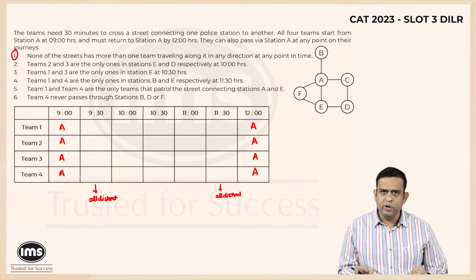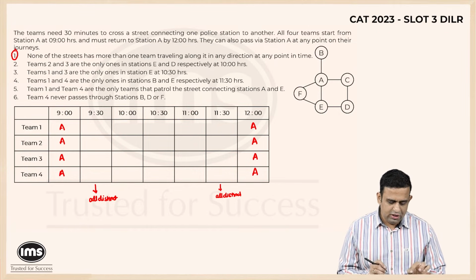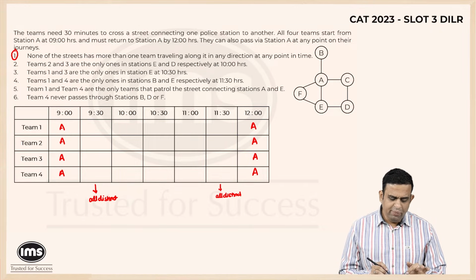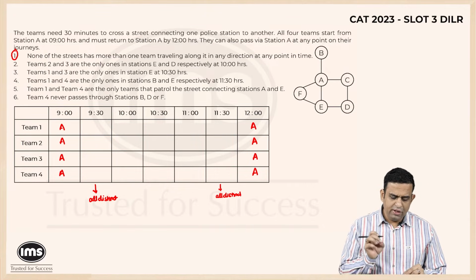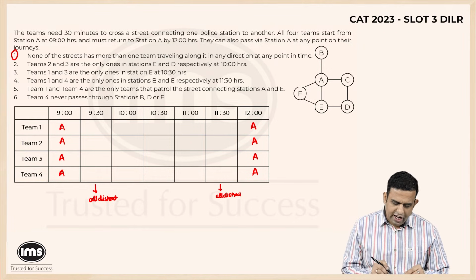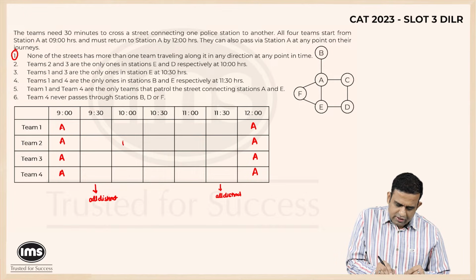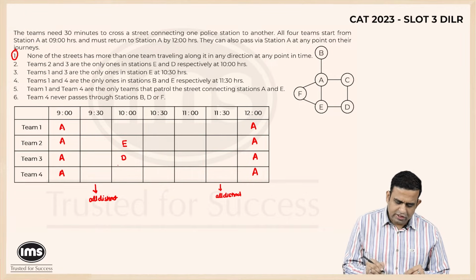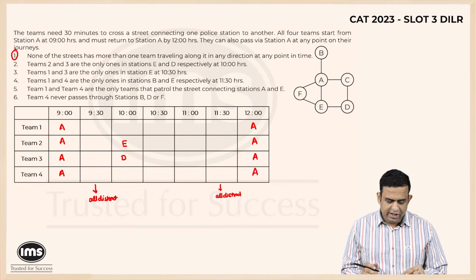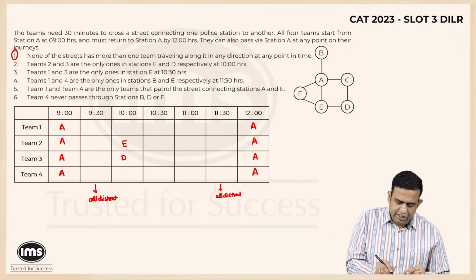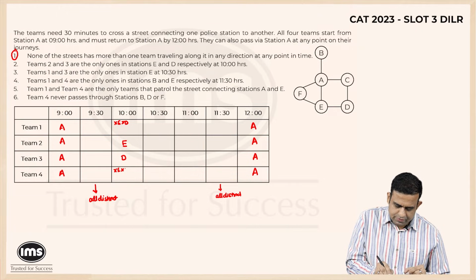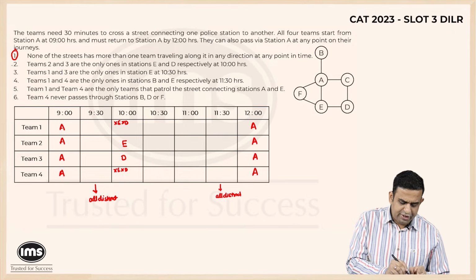So let's read the subsequent points and try to figure out what is known to us. I will read points 2, 3, 4, 5, 6. Point number 2 first of all says team 2 and team 3 are the only ones in stations E and D respectively at 10 o'clock. At 10 o'clock, team 2 was at E, team 3 was at D. And they are saying that team 2 and team 3 are the only ones. What does that mean? Team 1 and team 4 cannot be at stations E and D. So I'm just putting this. Then this point has been taken care of.